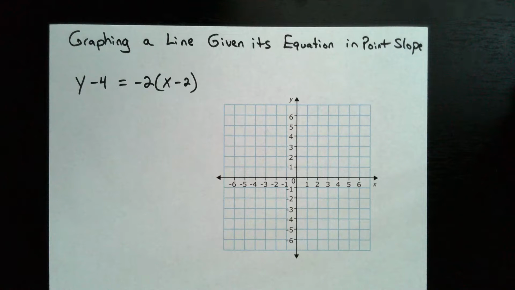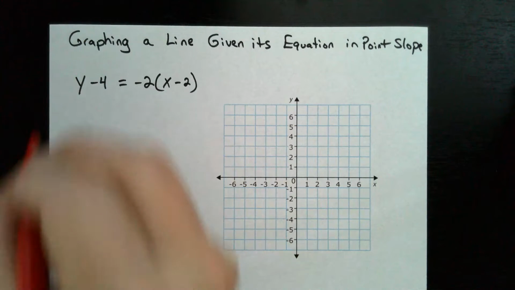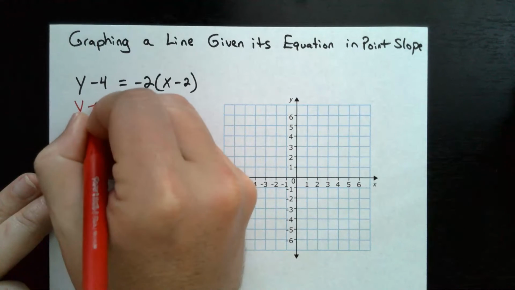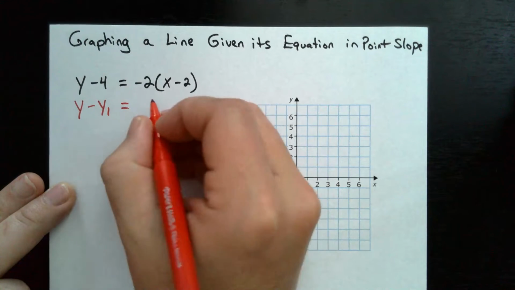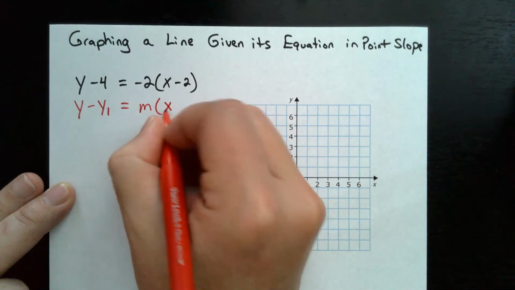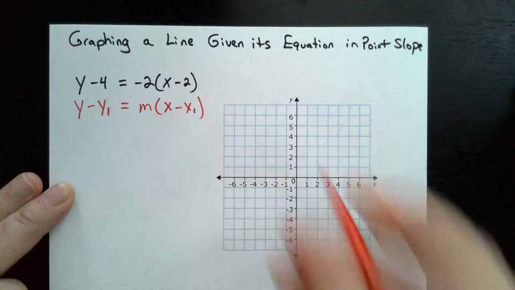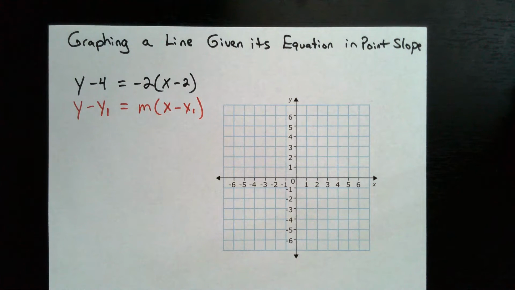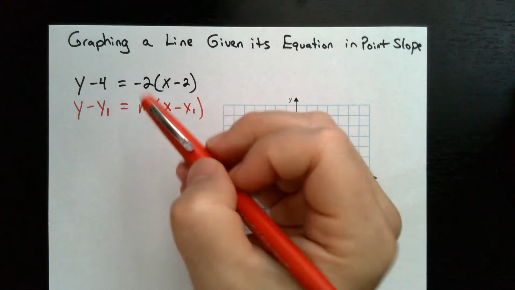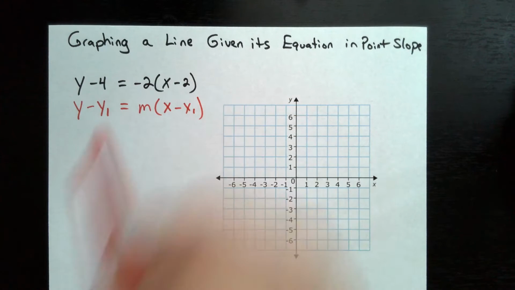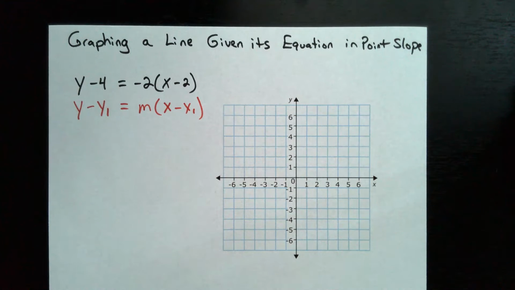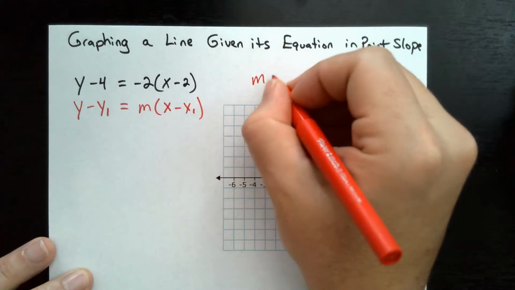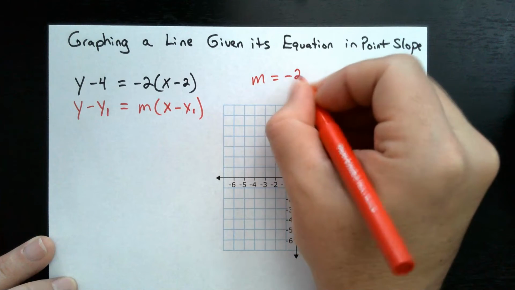In this video, we're going to be graphing a line given its equation in point-slope form. Okay, so what is point-slope form? Well, that is y minus y1 is equal to m times x minus x1. Okay, so what we can do on this first is see that m is equal to -2. M is going to be our slope, so we already know that your slope is -2.